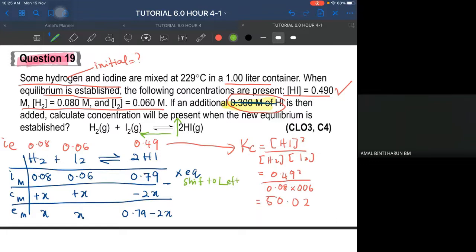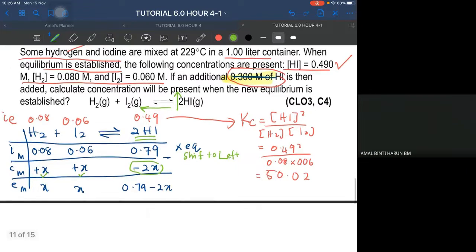When it shifts to the left, HI will decrease. That's why I put negative 2x. And it will form back the reactant. That's why I put plus x, plus x. Can you understand? Okay, understood. So up to there is okay?